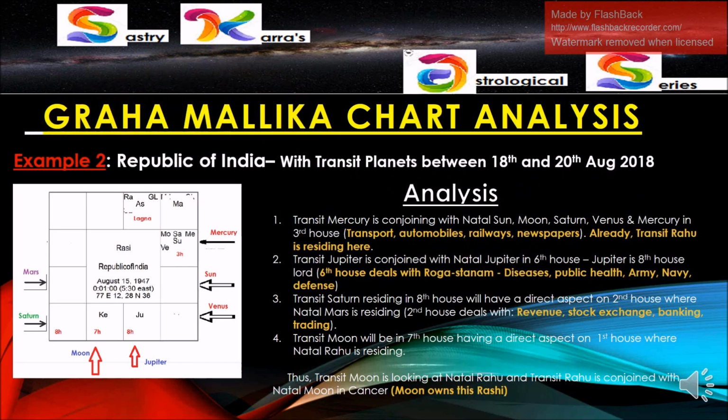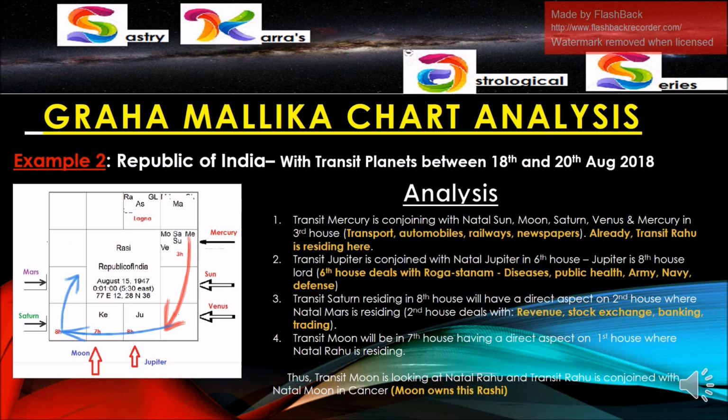Now let's go and try to analyze individually the transit planets in the Graha Mallika between 18th and 20th August. The Graha Mallika starts in Cancer. Cancer is the third house.